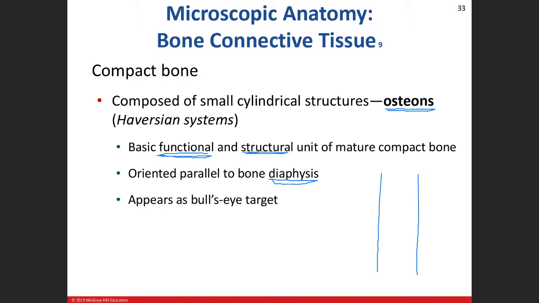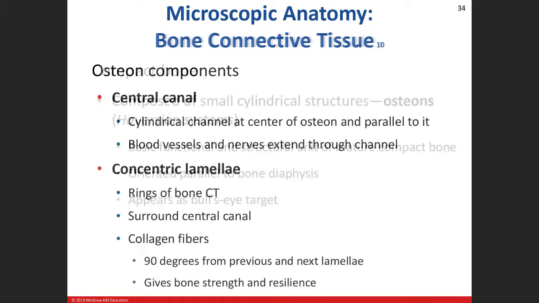Now the book describes it as a bullseye target. I think of it as a tree. Regardless, it's going to have that central canal at the center of it, that big black spot, and then you'll have rings around it. And in those rings, throughout the compact bone, we'll have our lacuna, which are those spaces or chambers that house the osteocytes. And then at the center, in the central canal, that's where we're going to find our blood vessels and our nerves.